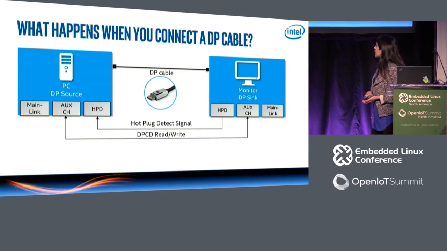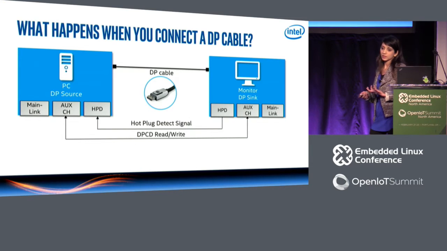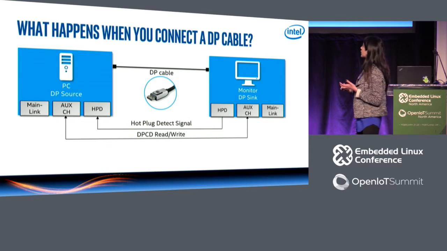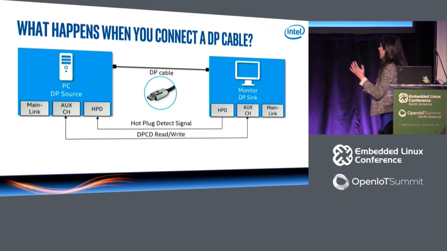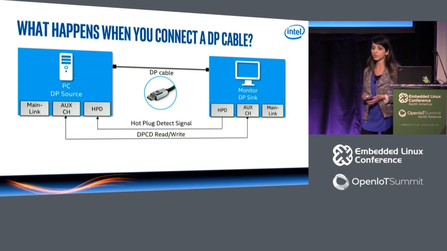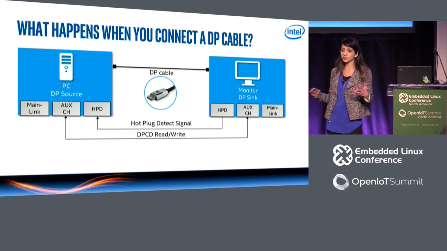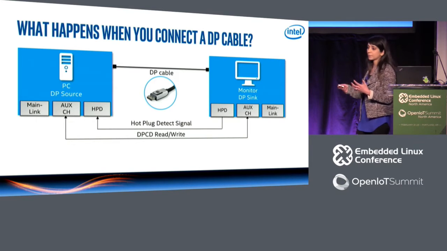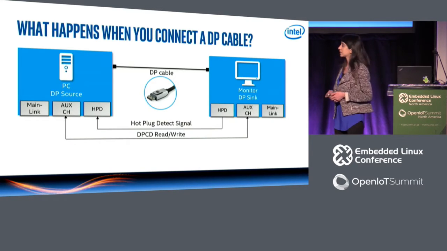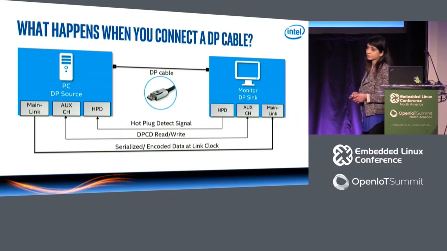What does it do? It initiates DPCD reads on the AUX channel. DPCD is the DisplayPort Configuration Data register in the sink device, and the source tries to read this information. Through this, it reads the receiver capability, like the link information or EDID data. Once it has this information, it does a calibration routine to negotiate the receiver capabilities between the source and the sink device. Once it's done, it's ready to start sending out the data on the main link.